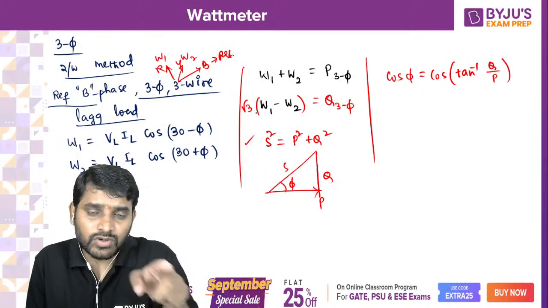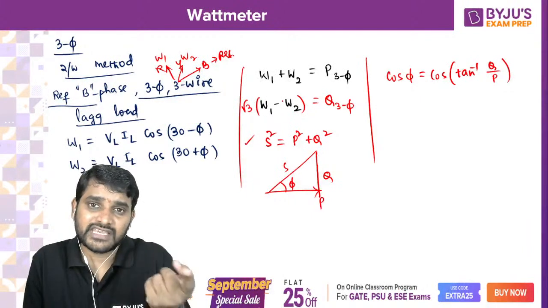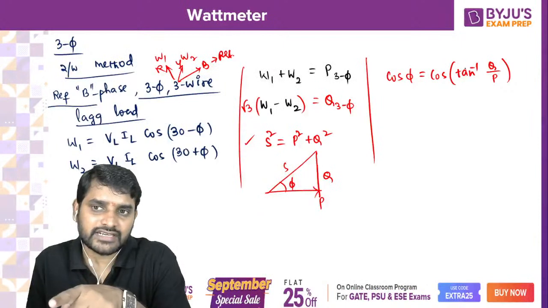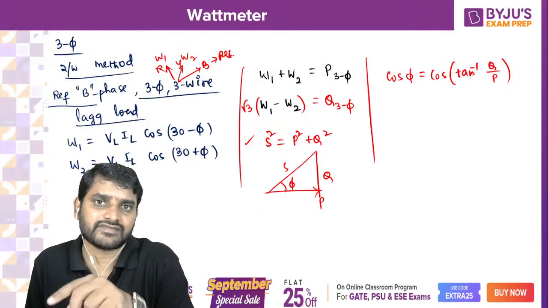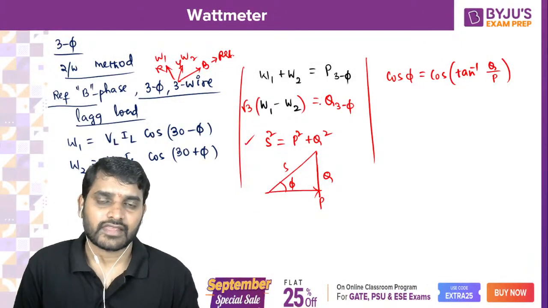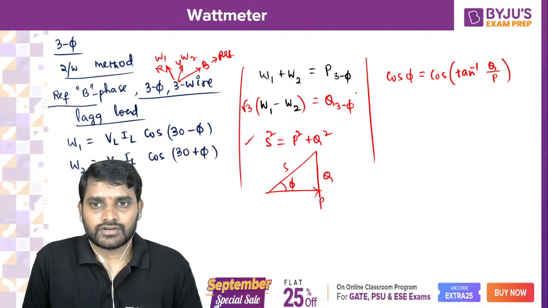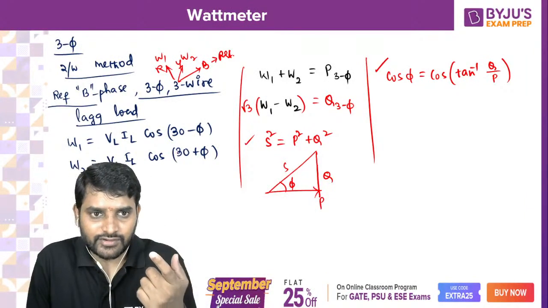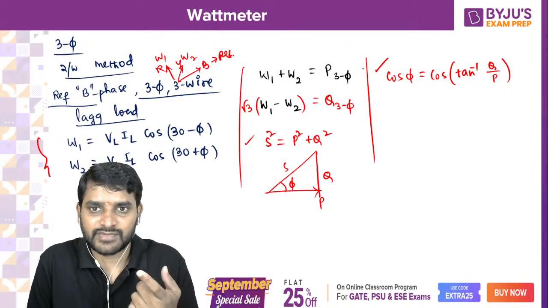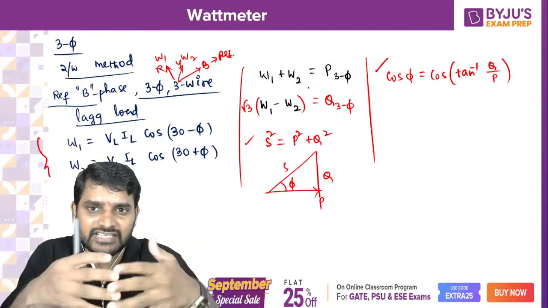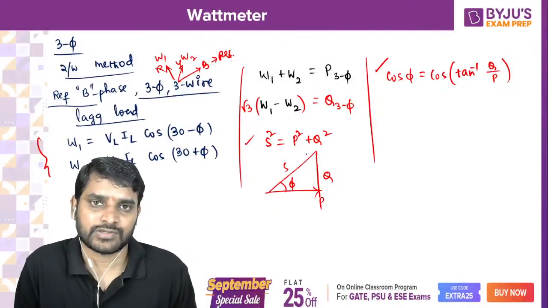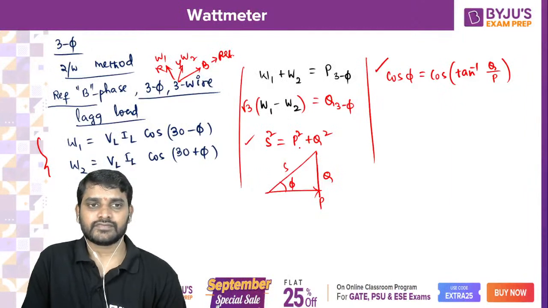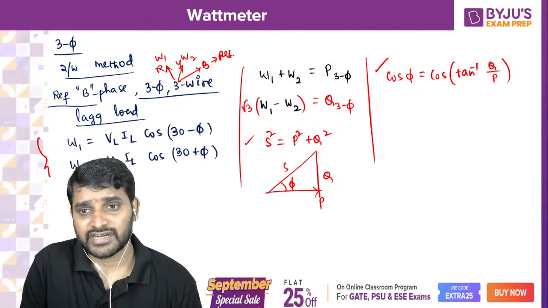What is Q? Root 3 times (W1 minus W2). What is P? W1 plus W2. You substitute here, you will get the tan inverse, and the cos of that gives you cos phi. The question may be on the 2 wattmeter readings, simply asking addition and subtraction, or asking powers also. So this is the 2 wattmeter method.